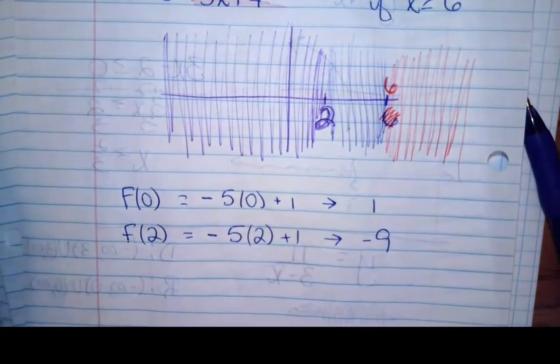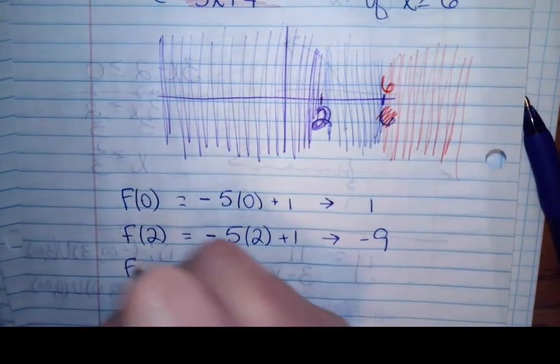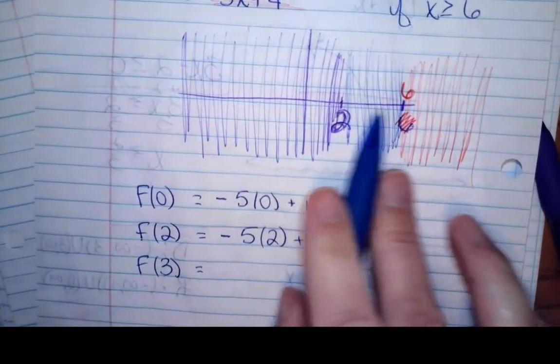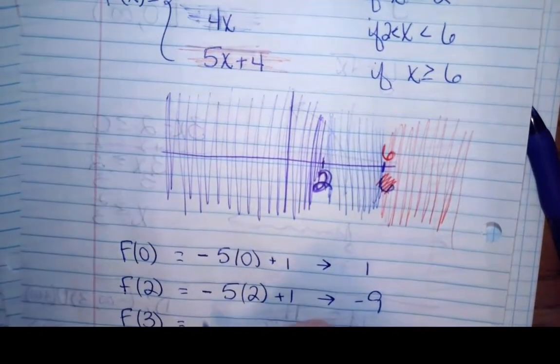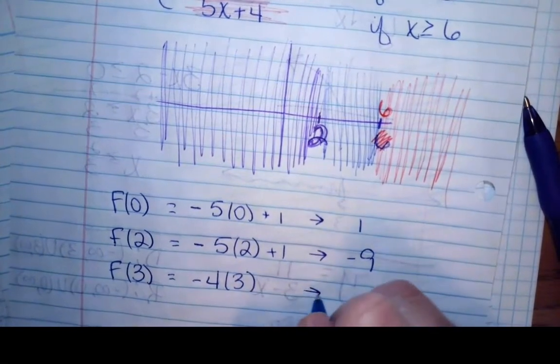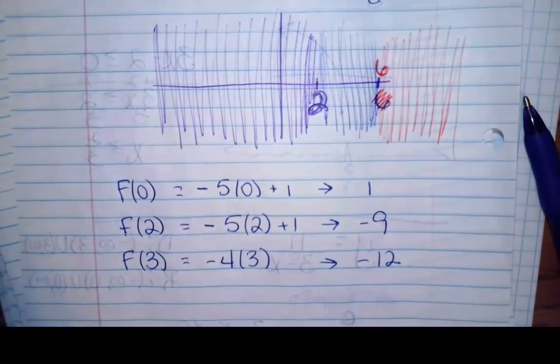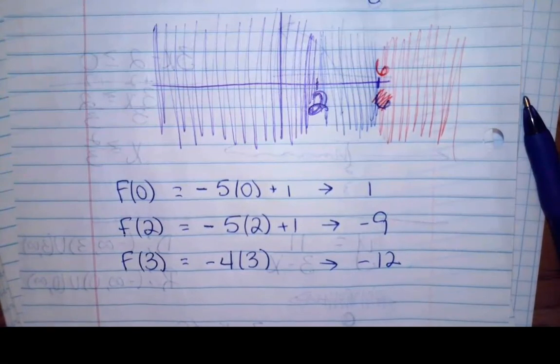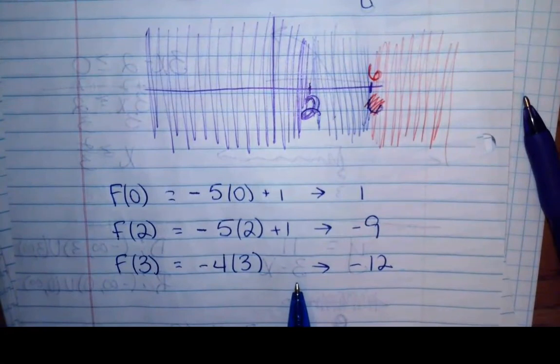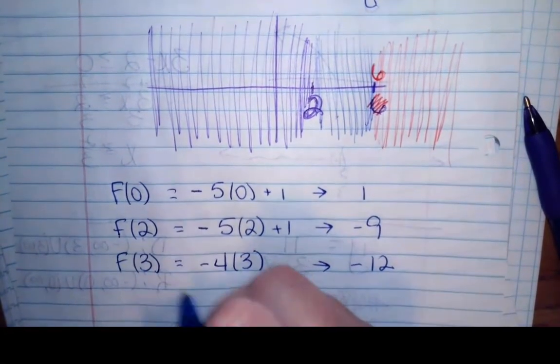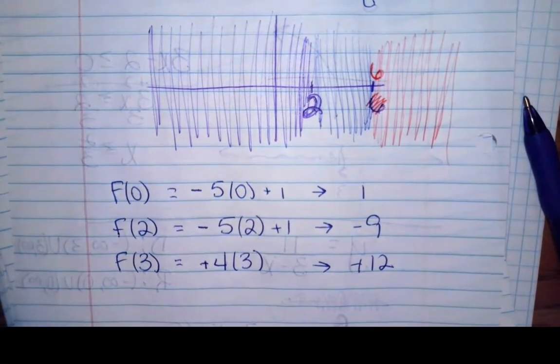Who owns the next one? Okay, what about f of 3? Well, where's 3? 3 is between 2 and 6, so I'm in blue territory. So grab the blue function. So negative 4 times 3 is negative 12. So you're just finding which territory you're in. Hang on, pause the world. Oh, it's positive 4. So it's positive 12, sorry. I scribbled over it. I panicked because it said I was wrong.